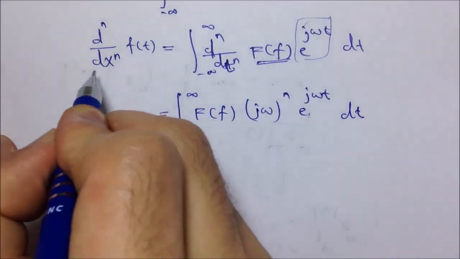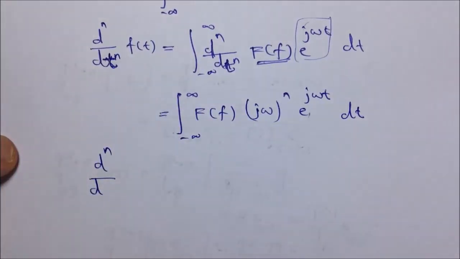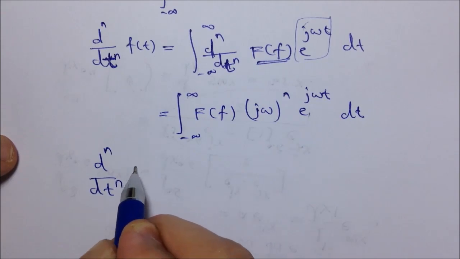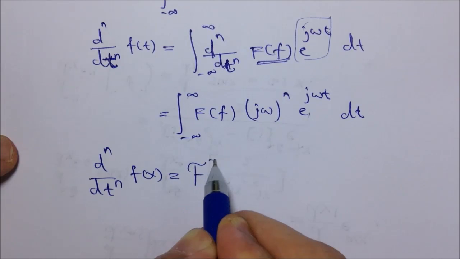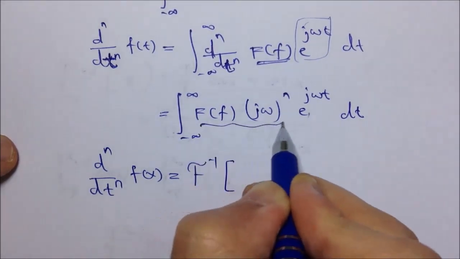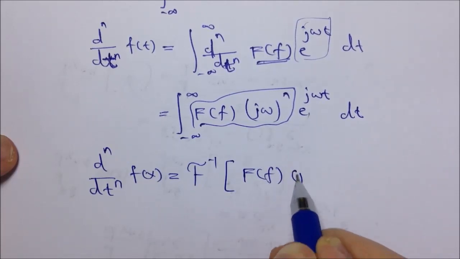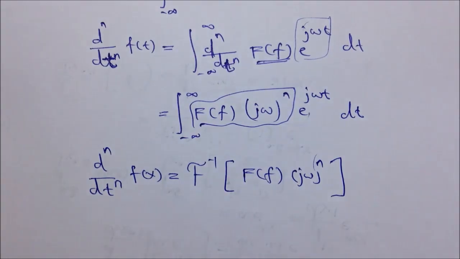sorry, I think I made some mistakes with the variable. This is t, not x. So the nth derivative of f(t) can be rewritten as the inverse Fourier transform of F(f) multiplied by (jω)^n, where n can take any fractional number.